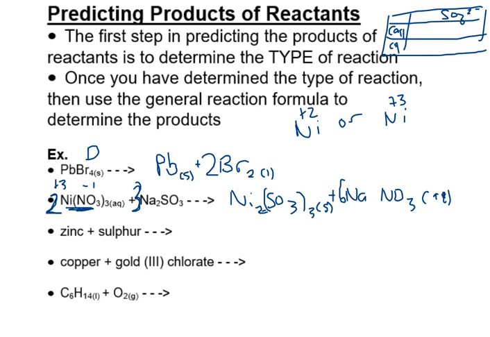I have good news though. You know how there's now 2 nickels right here? Check this out. There's 2 nickels right here. That's good news. And there's 3 sulfites right here. Now there's 3 sulfites right there.